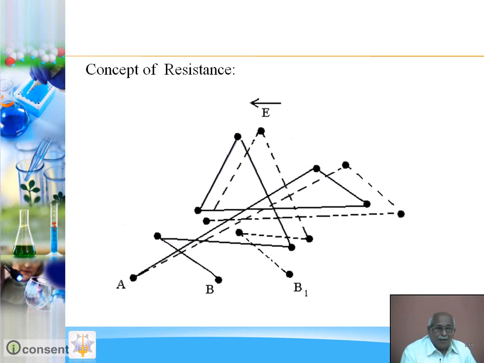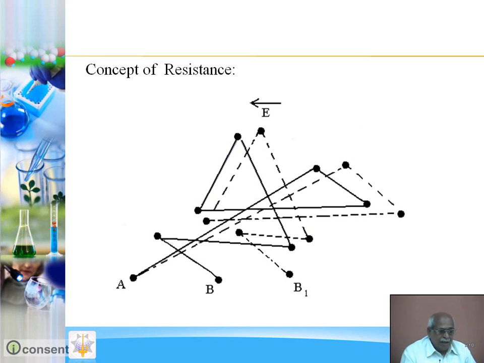Now what happens after we connect the battery? When there is potential difference between the ends of a conductor, an electric field is set up within the conductor. Electric field will produce force on the electron. Force produces acceleration. Acceleration means velocity goes on increasing. It means kinetic energy goes on increasing.